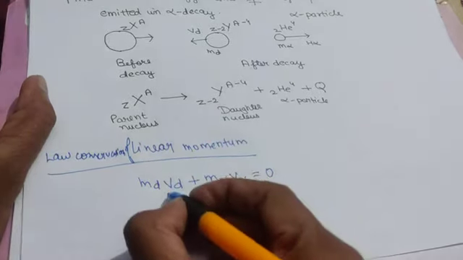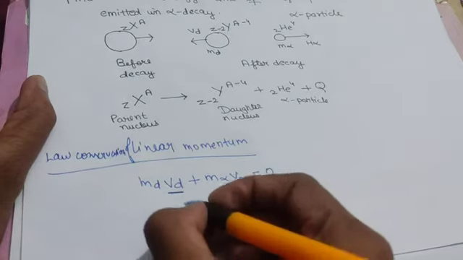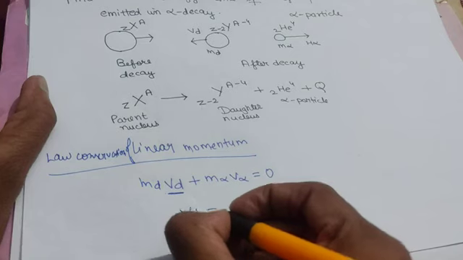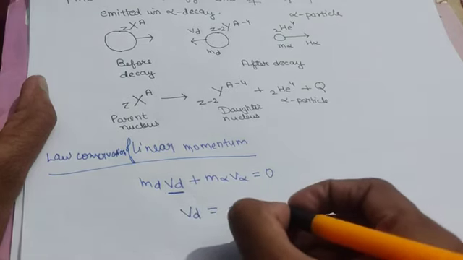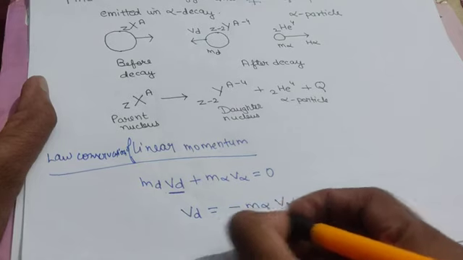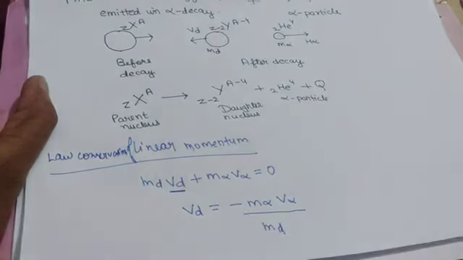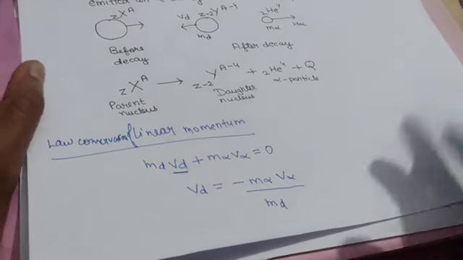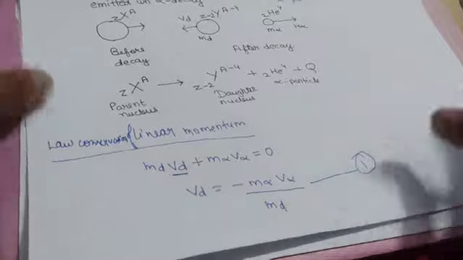Now we need to find vd, because we will substitute it in the further equation. So vd is equal to minus m alpha v alpha divided by md. Let's call this equation 1. Now move to another page.